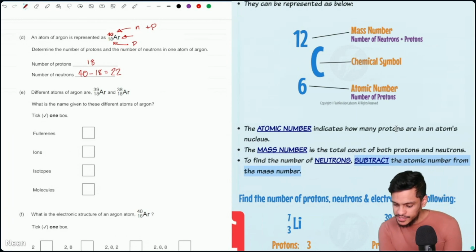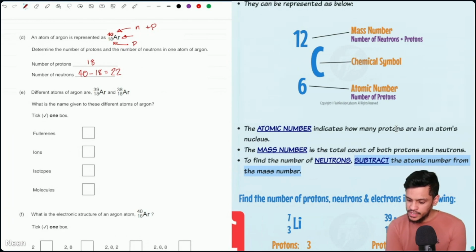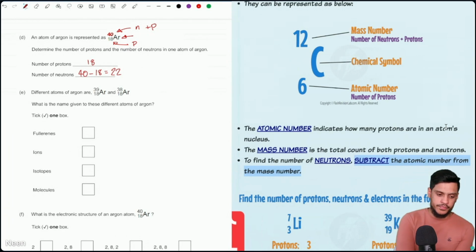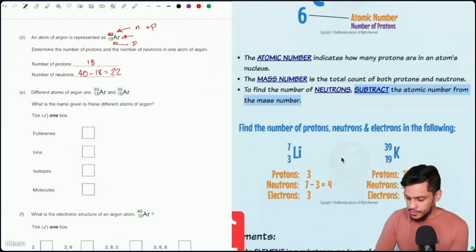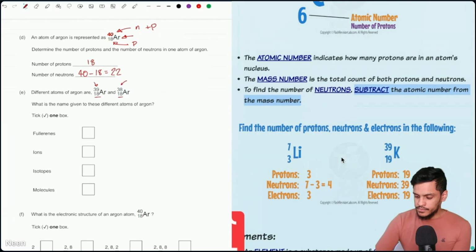Next question. Different atoms of argon are this and that. What is the name given to these different atoms of argon? You can see here, they both have the same number of protons. They both have the same atomic number, which is 18. Every element has its own atomic number, which doesn't change. So argon is always 18. It's the top number that can change within an element. That's because the number of neutrons can change. So these two atoms have the same number of protons, different number of neutrons.